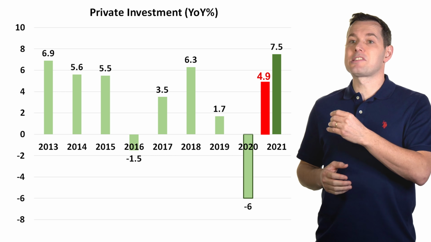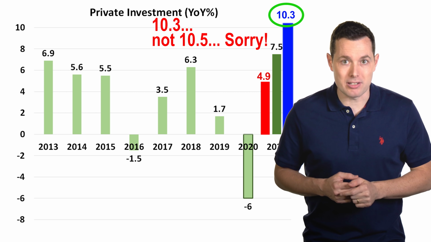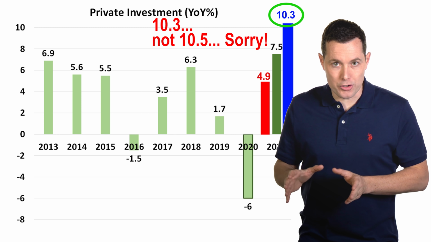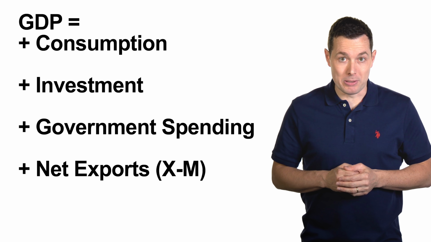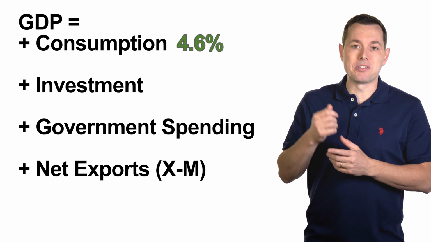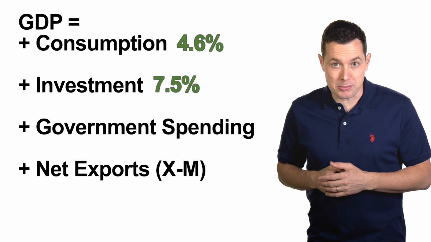Then on the low end, I saw as low as 4.9%. On the high end, as high as 10.5%. So once again, the range is large, but this is where the average is. Now, if we jump over to the GDP formula, just so we can break this down a bit, we've already got consumption. That was 4.6%. And then the investments are estimated to be 7.5%.